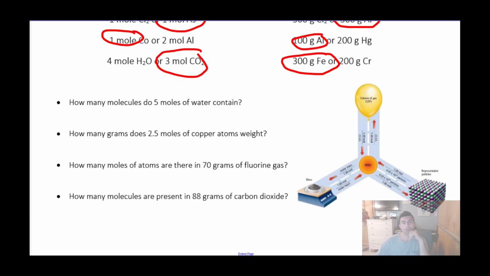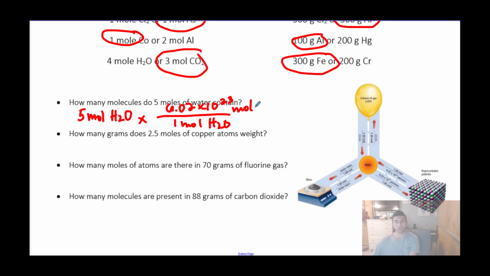So how many molecules do 5 moles of water contain? We start our conversion with 5 moles of water. We have different conversion factors we can use. The one that's going to help me here is Avogadro's number, that says in 1 mole of water there's 6.02 times 10 to the 23rd molecules, right? Moles of water cancel. I'm left with molecules. That's the setup there.